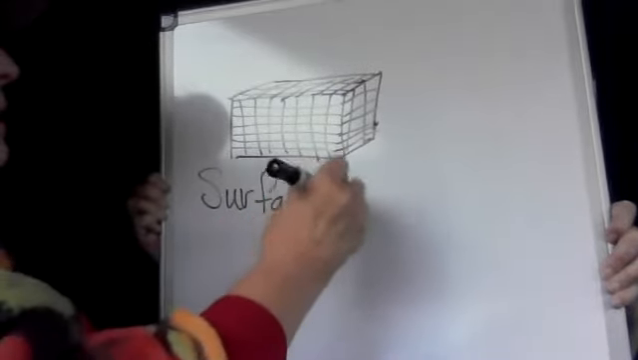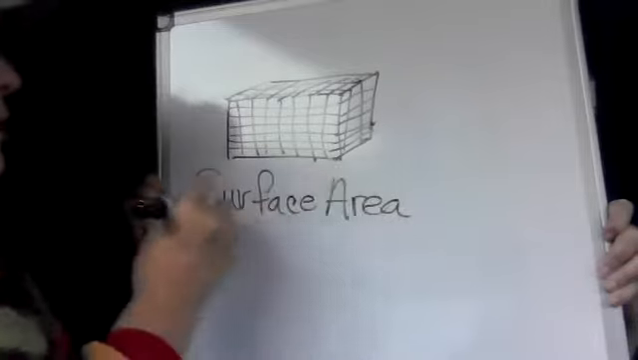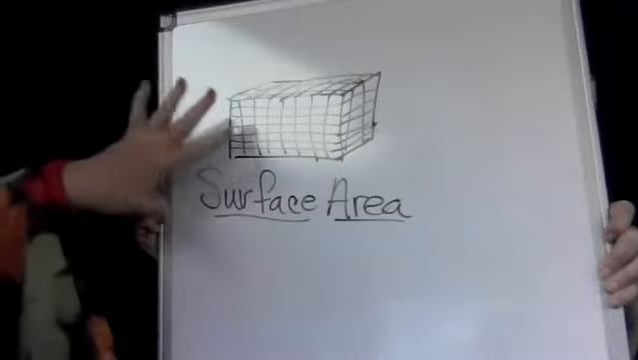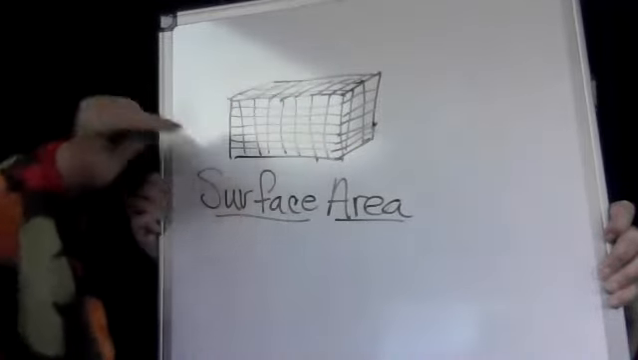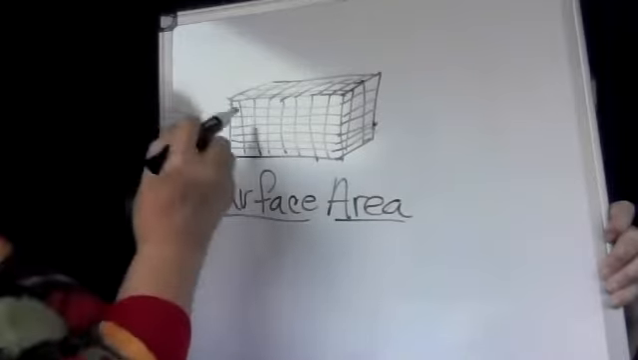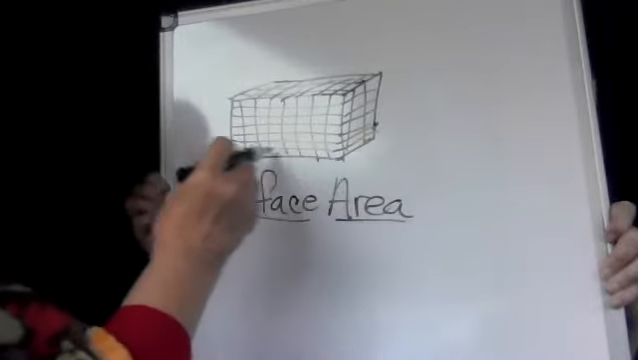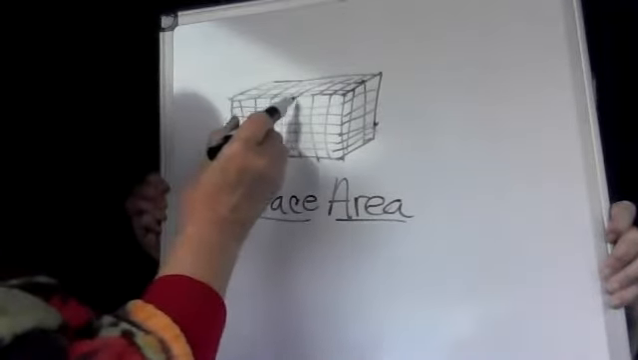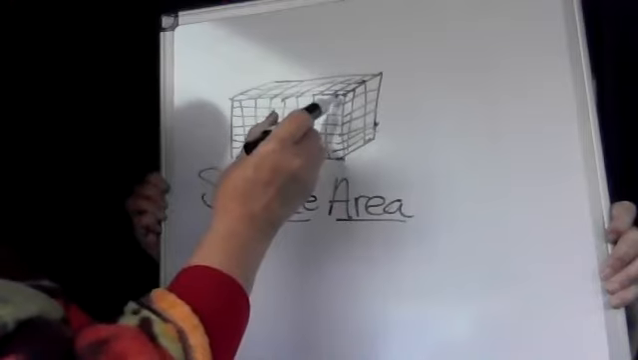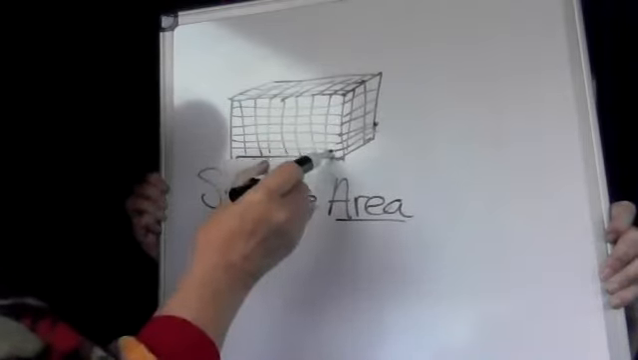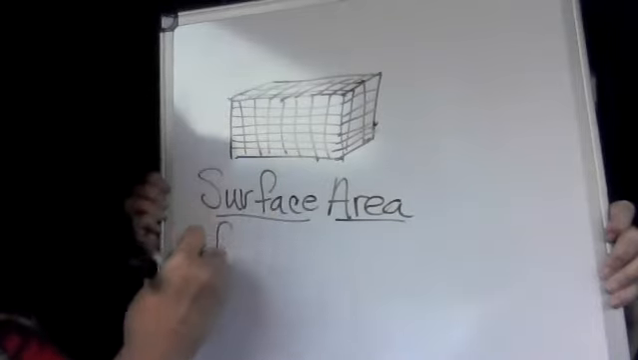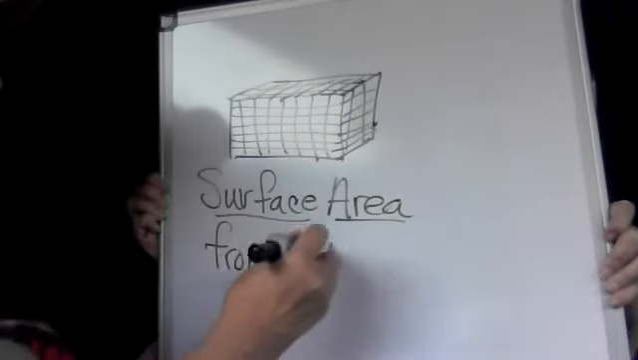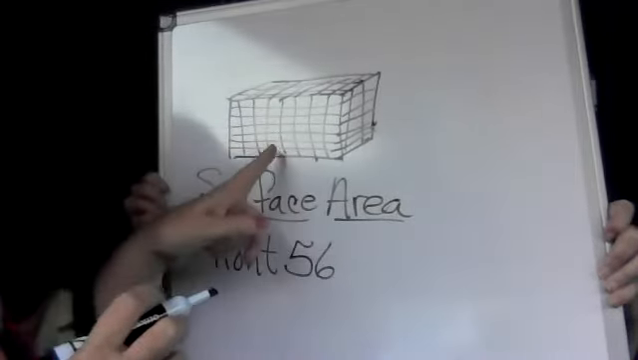So in this case, for the first and second pages of your packet, they're simply going to ask you to tell them what the surface area is here. For the front, we're just going to count how many boxes they drew on this prism. So they have 1, 2, 3, 4, 5, 6, 7, 8. 1, 2, 3, 4, 5, 6, 7. So on the front of this prism, there are 56 little boxes that they drew.